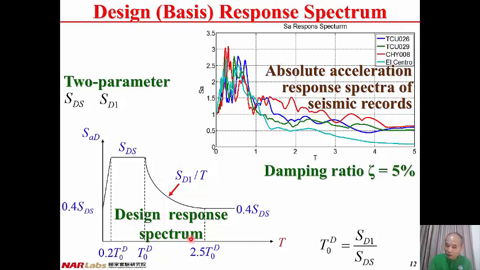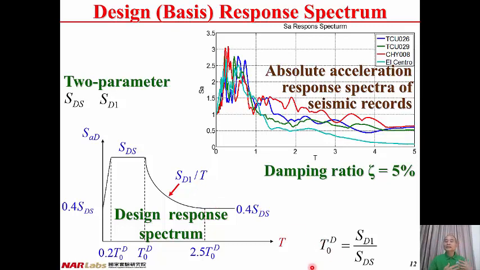Therefore, for the design response spectrum, after averaging the historical seismic records and smoothing the absolute acceleration response spectrum of those seismic records, we can express the design response spectrum by two parameters. One is SDS, the other is SD1. With these two parameters, we can fully describe the design response spectrum. The design response spectrum is divided into four segments. The first segment is linearly increasing with the structural period T. The second segment is constant. The third segment is inversely proportional to the structural period T. And the fourth segment is a constant again.